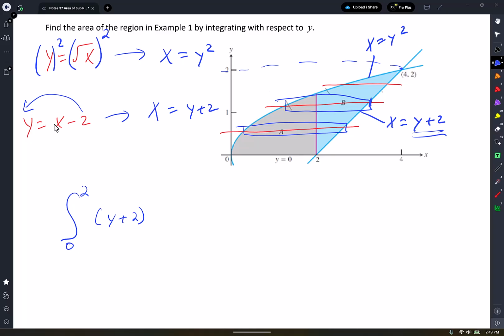So y plus 2, that's my top curve, minus, what's my bottom curve? Y squared. And then I close it with a dy. If you want to put that in parentheses, you can, and you don't have to.